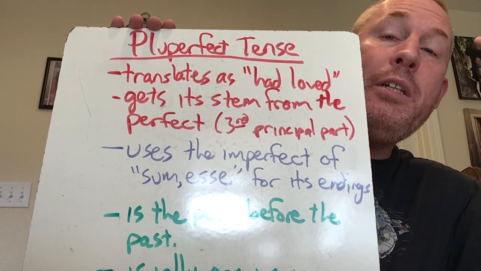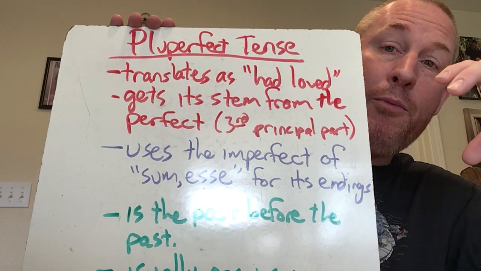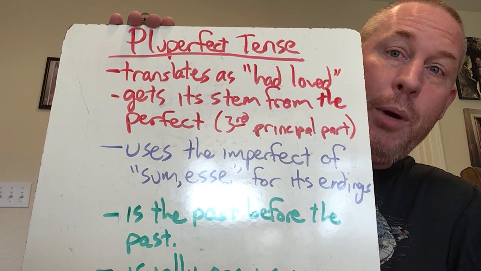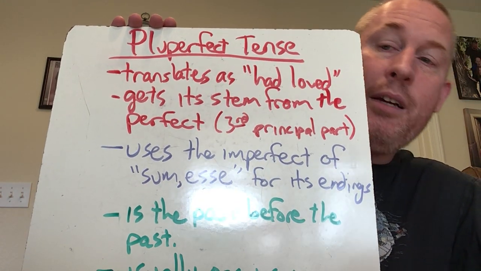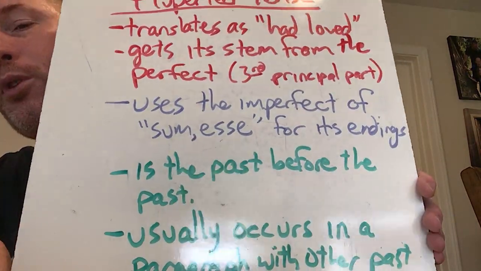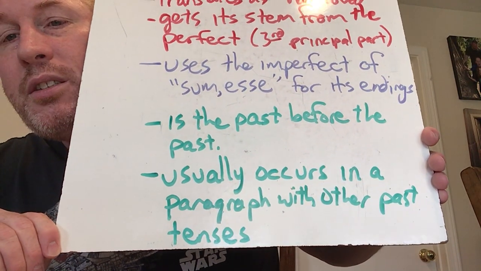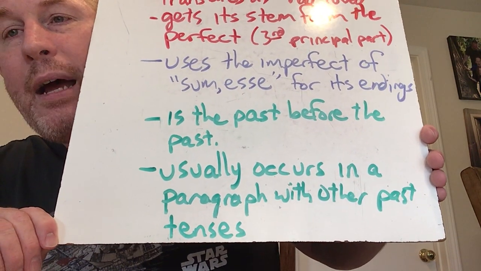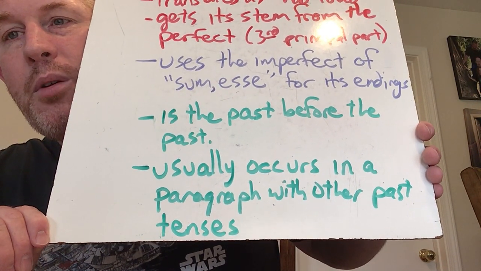And if you look at how we did the cards and you look at how I've organized it for you, of course it gets its stem from that because those are the only stems that you have on that side. It uses the imperfect of sum esse for its ending, okay? And I will get into that in a second. And like I said, it's the past before the past, and it usually occurs in a sentence or a paragraph that already has other past tenses, but it can occur on its own. You just have to recognize when to use it, okay?